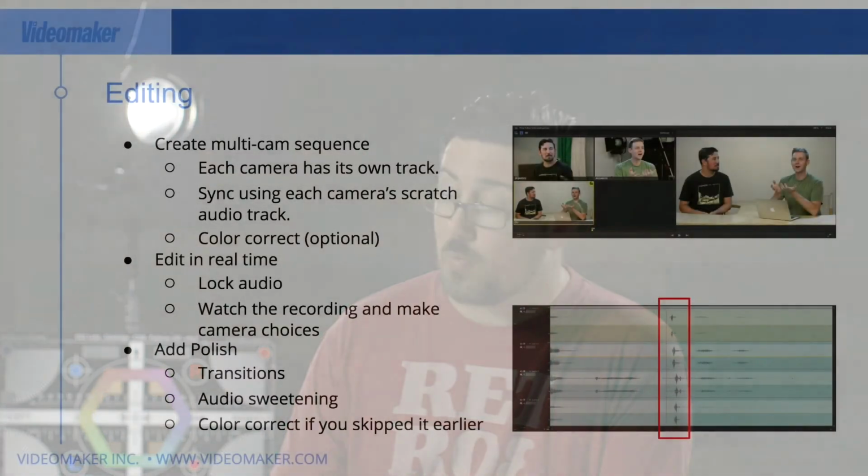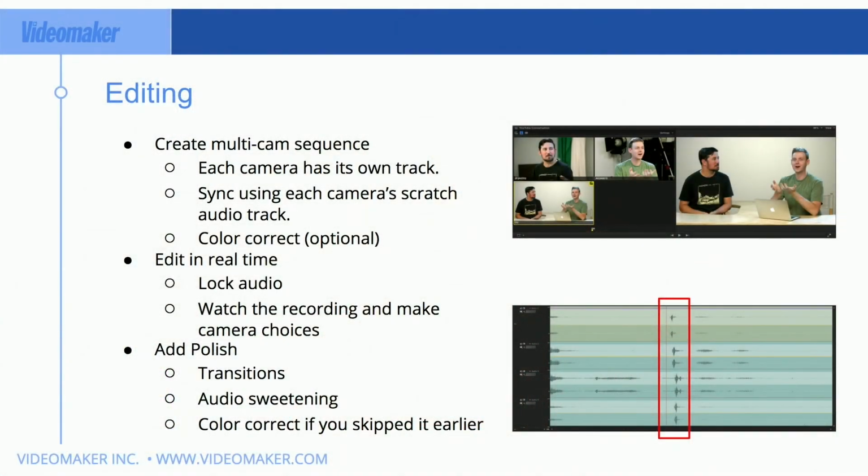Okay, so editing in real time. Once you lock that audio, watch the recording and make camera choices. Like I said, if you are in Premiere or in Final Cut, you can just tell it you're in multicam, and you can use the numbers to cut between inputs. Whatever's on one, you press 1 and it cuts to that camera. Really simple, real easy. And you can set it up if you want dissolves or if you want just cuts or whatever. And you can do that to all of them.